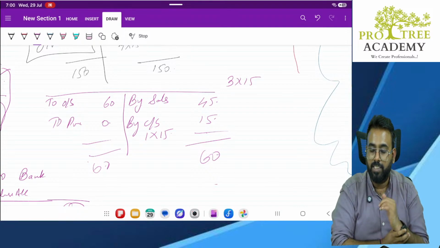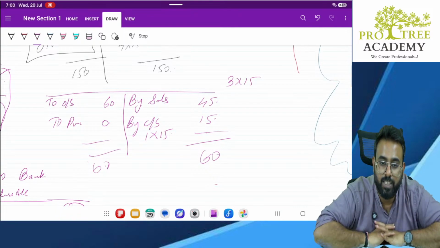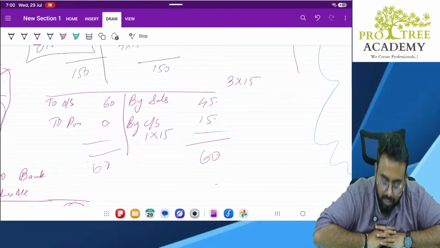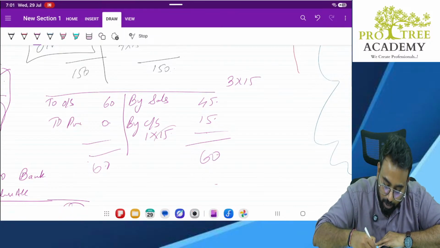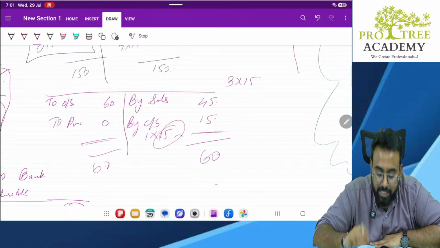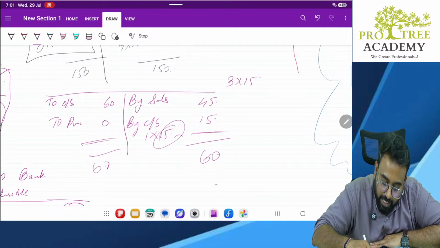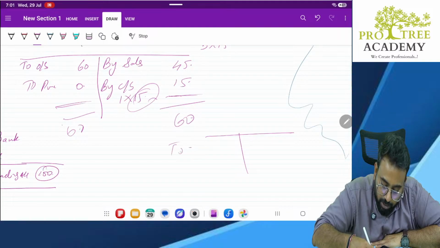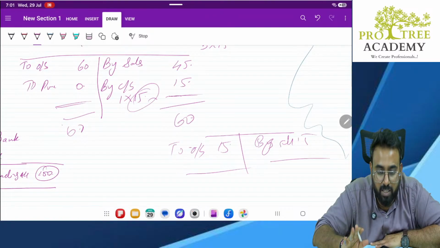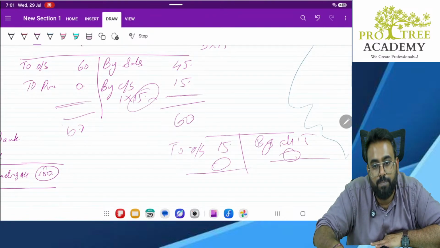No profit, no loss. In the second year, no profit, no loss. You valued at 15 rupees. No profit, no loss. Exactly matching. Sir, what happens next year? Next year also the same. To opening stock, 15. Suppose we sold it. By sales, 15. No closing stock, nothing. Business closed. Gross profit, 0. No profit, no loss.